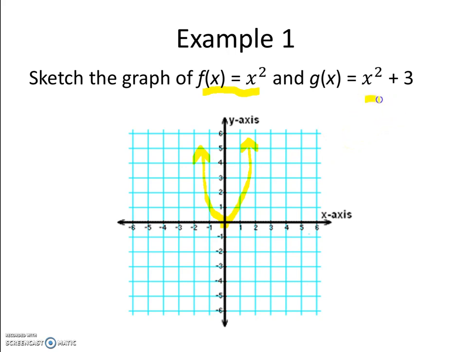What happens when we add 3? So we have this new function g of x equals x squared plus 3. Well, that just moves it up the y-axis. And so I'm going to put a dot there on 3. It still looks the same. Looks like a smiley pointing up.